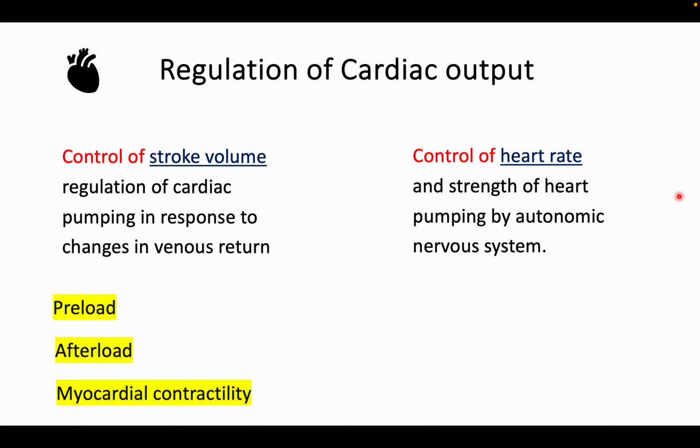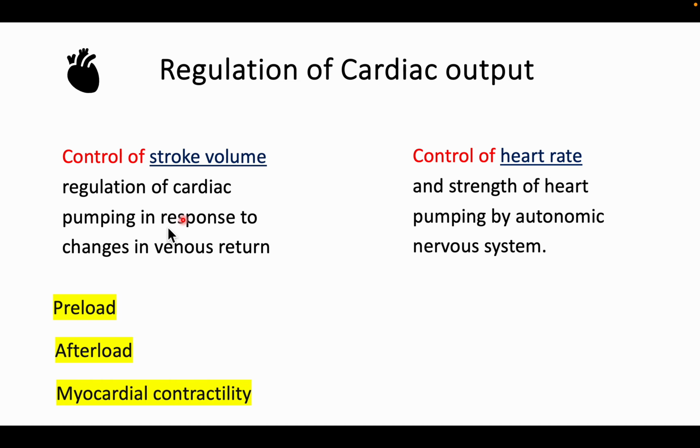Now the most important part, which is regulation of cardiac output. It must be known by all the undergraduates how the cardiac output is regulated, what the different structures are which are important for cardiac output regulation. So the cardiac output is the product of stroke volume and heart rate. So the factors which are affecting stroke volume can also affect cardiac output, and the factors which are affecting heart rate can also control the cardiac output.